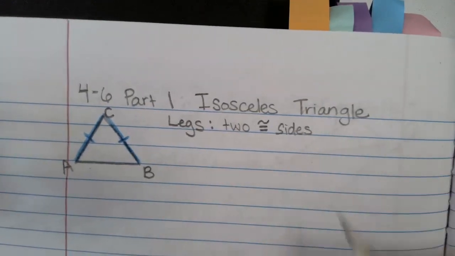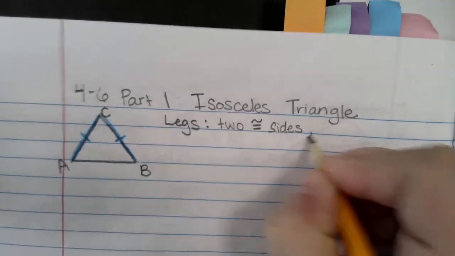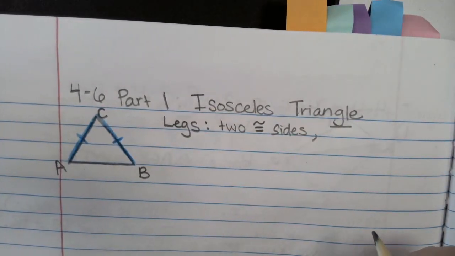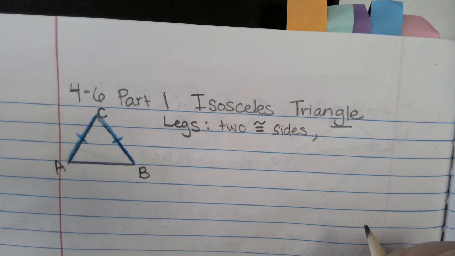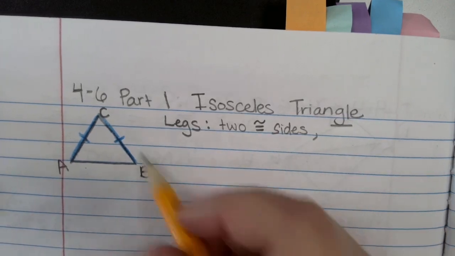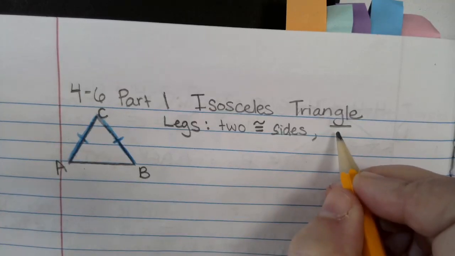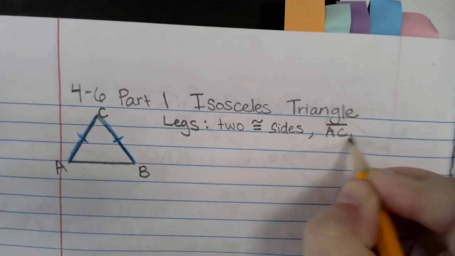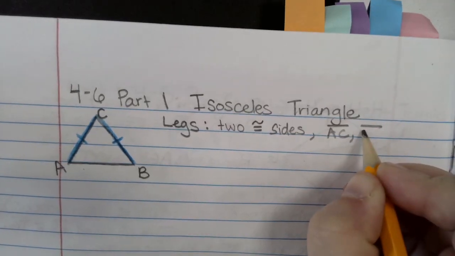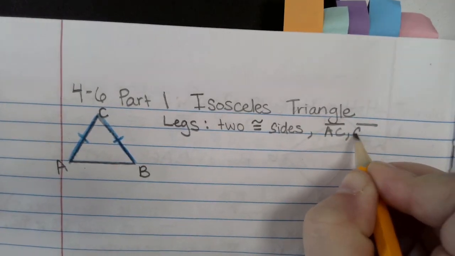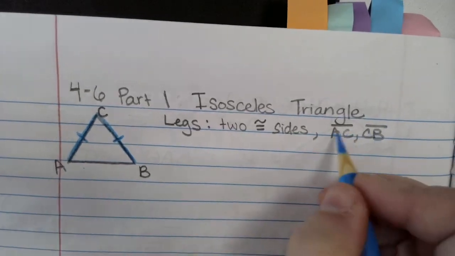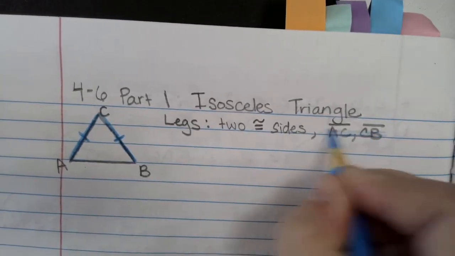All right, and so our two legs in this one is side what? How would I name one of those sides? AC and side CB or BC, either way. I heard CB first, so we'll go with that. I'm just going to shade that in a little bit.